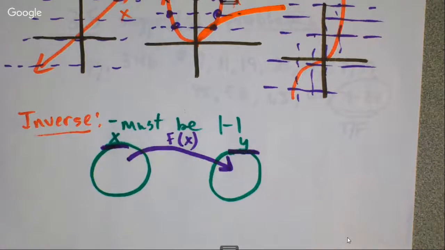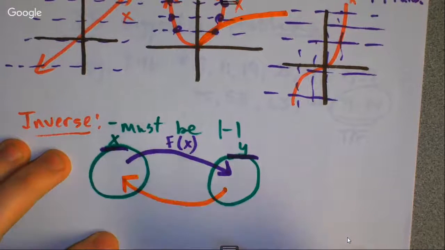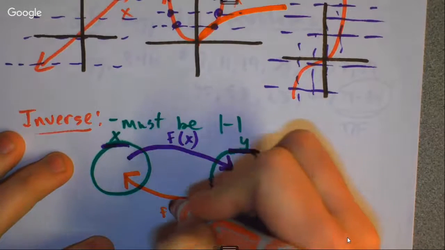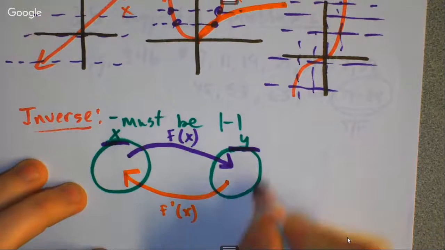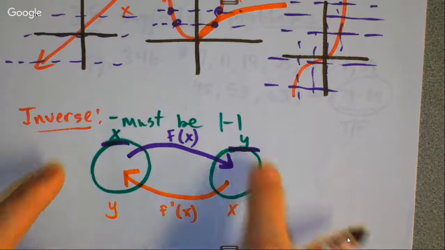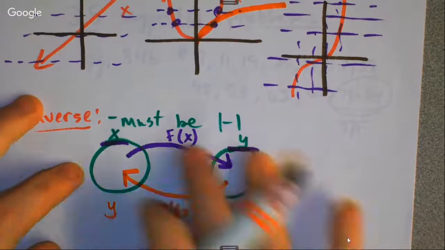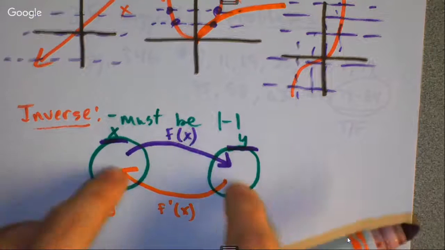What the inverse function will do is take all your y's now as your input and change your x's to the output. So this is f inverse of x. We use a little prime notation. Now these y values will become your x's, and these x values will become your y's. So really your domain and range switch. Algebraically, this is what the inverse is: changing this equation to reverse your input and output.